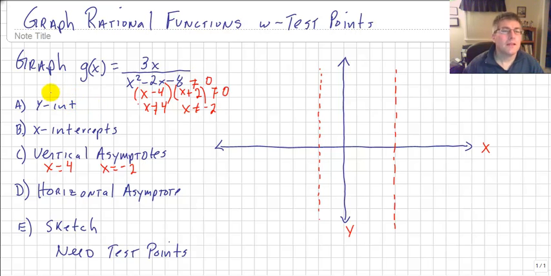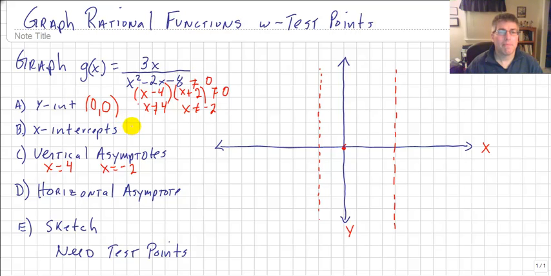So let's find our y-intercept. Our y-intercept is our output when we input 0. So we input 0 for x, we output 0, and sure enough we get 0. So we know what our y-intercept is: the origin, 0, 0.